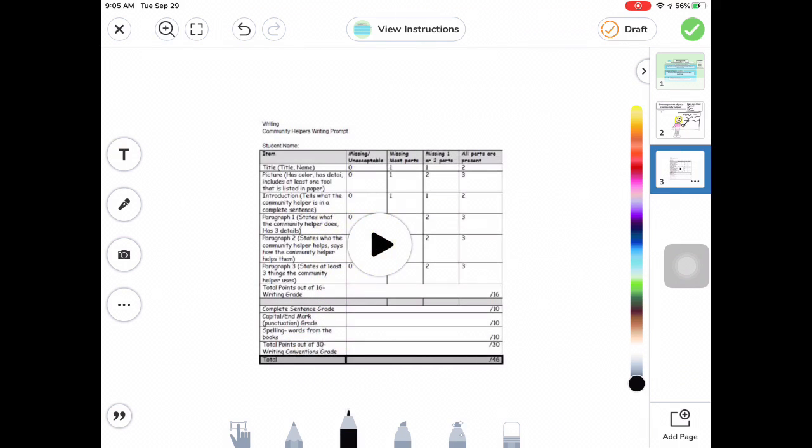So I have my writing rubric, and I'm going to go back and grade my paper, because the writing rubric is how you know what score you get on your paper. So the first thing I already know, it says title and name.